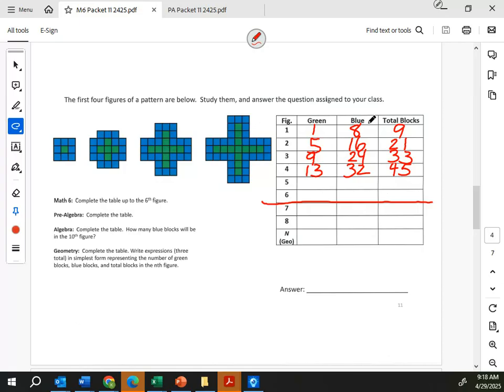For our blues, I look at these blues and I notice they're all multiples of 8. 8 times 1, 8 times 2, 8 times 3, 8 times 4. Figure out what the next 2 will be. Whether or not you can figure out the pattern for the total blocks, we know we can add the green and the blue to get the total blocks. And so complete those patterns.